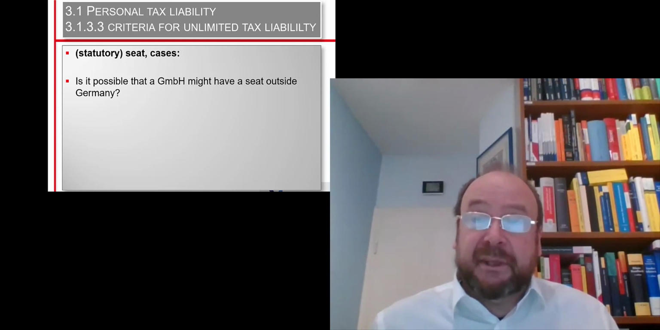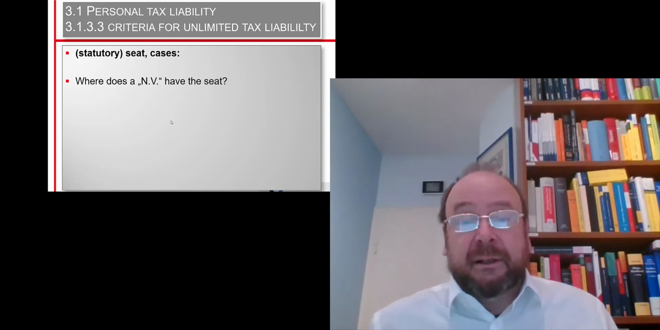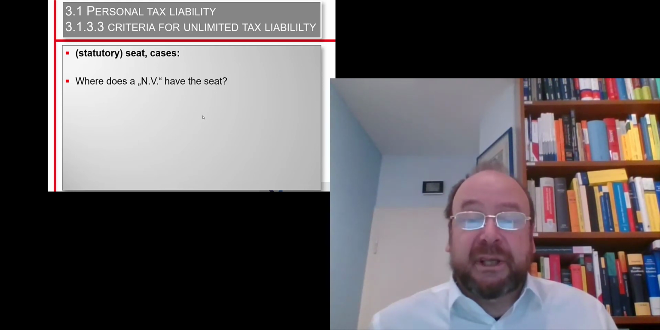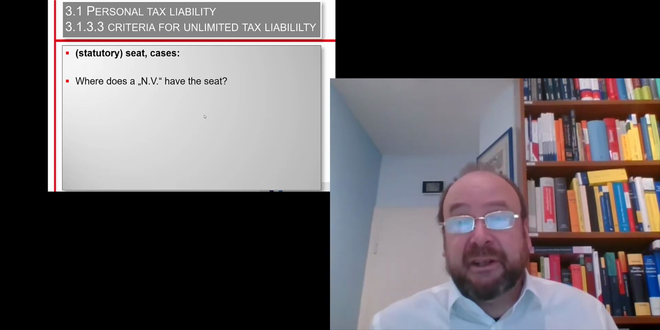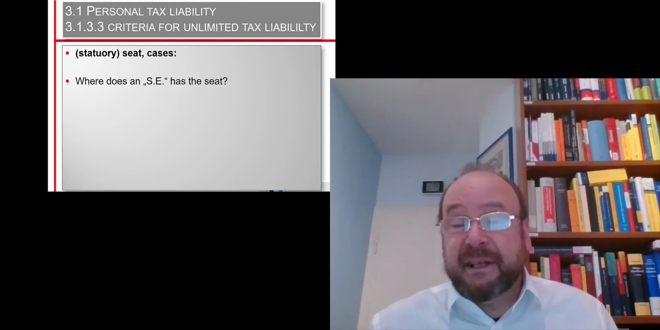By the way, the same is possible with limited companies. They can be Irish, so within the EU, or they can be English, so outside the EU. Okay. NV is a Dutch form, naamloze vennootschap. That's the Dutch parallel to AG, so to stock corporation. And this would have the seat either in the Netherlands or in Belgium, because also Belgium uses in a part of the country Dutch as the official language. SE can have the seat everywhere in Europe.